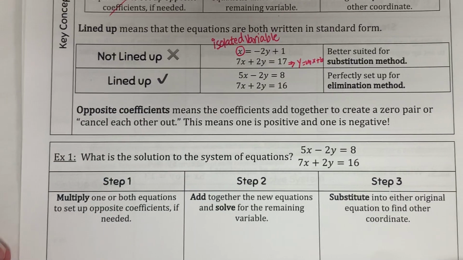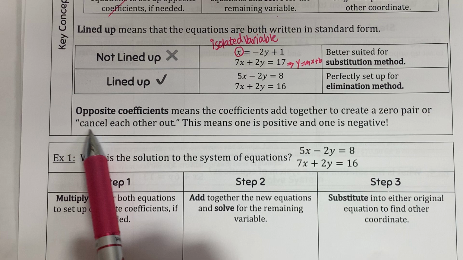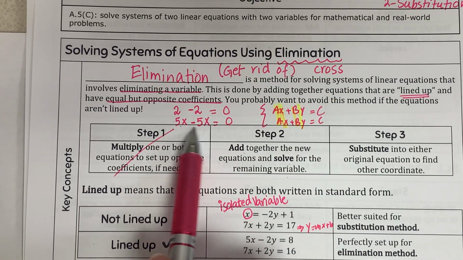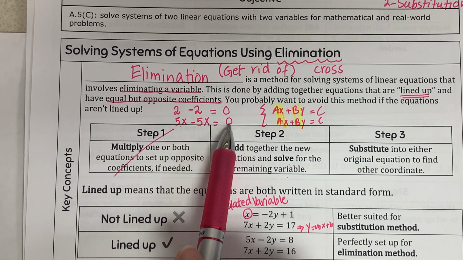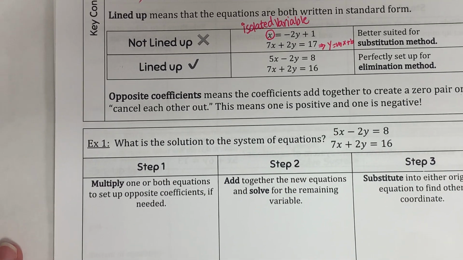Okay. Opposite coefficient means the coefficients add together to create a zero pair or cancel out each other. I just gave you an example that 5x is the opposite of negative 5x because it equals 0. So that is what I'm trying to look for.